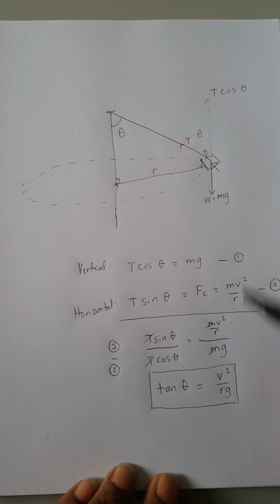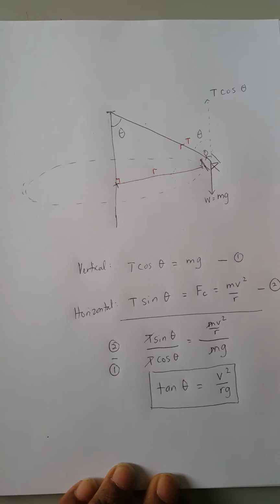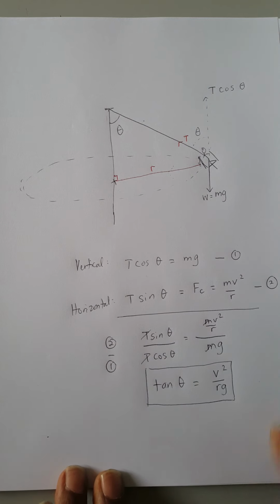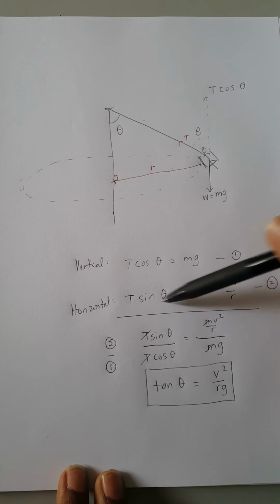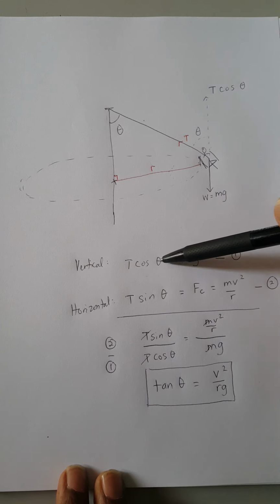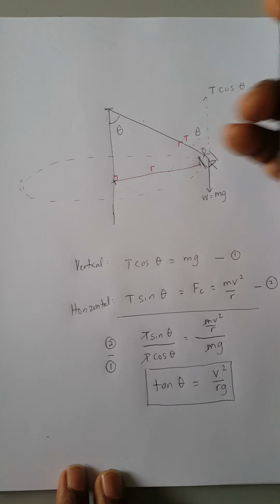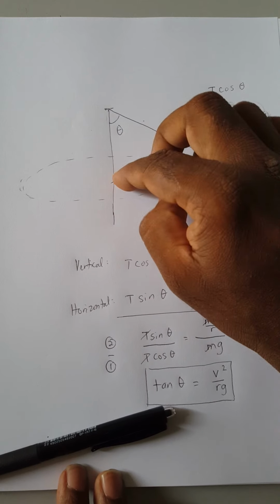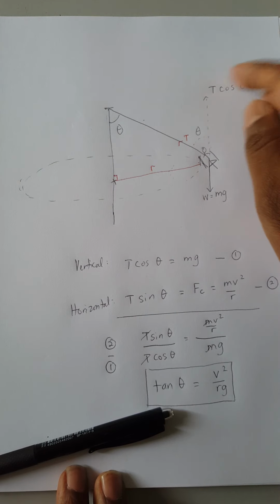So you can also calculate the speed needed if the radius and the angle are given. To solve questions related to this, one more thing you need to know: vertical is not necessarily cos, and horizontal is not necessarily sine. It depends on the position of the angle. If the angle given is here, when I resolve, horizontal should be T cos theta, and against the angle, this should be T sin theta.